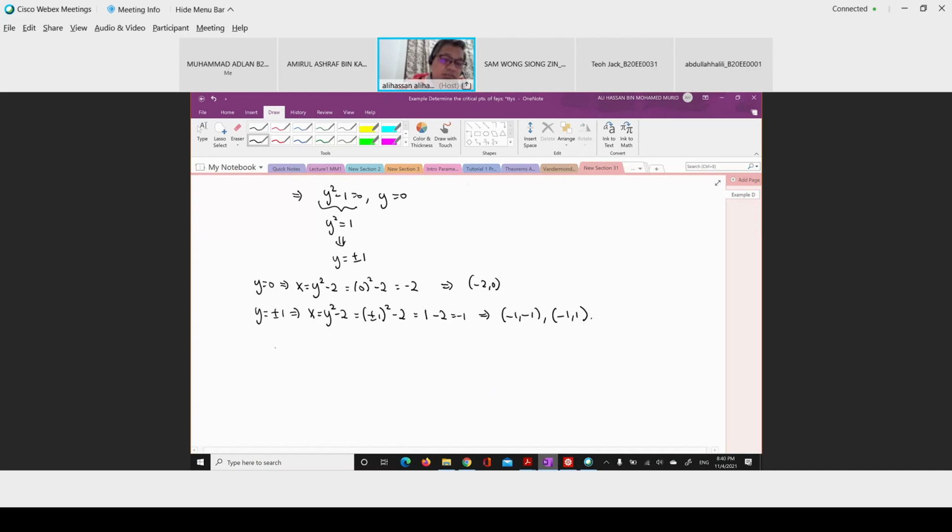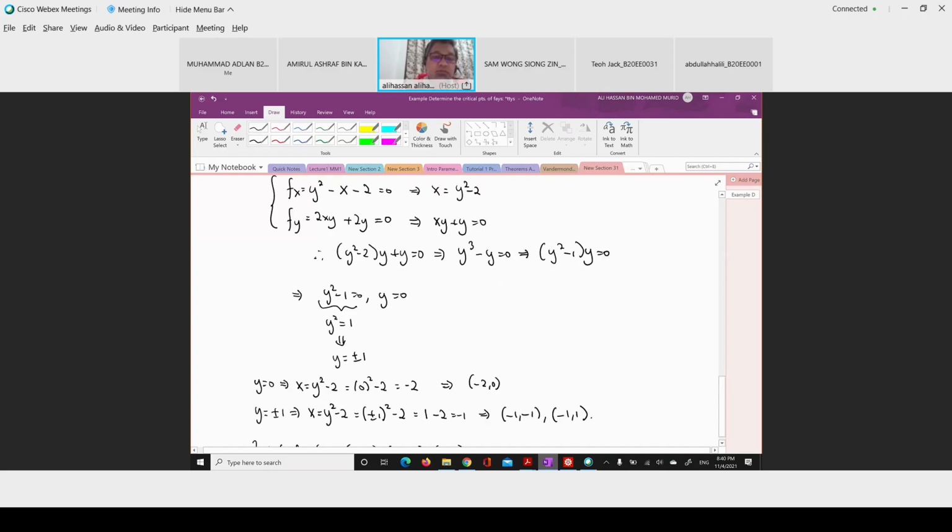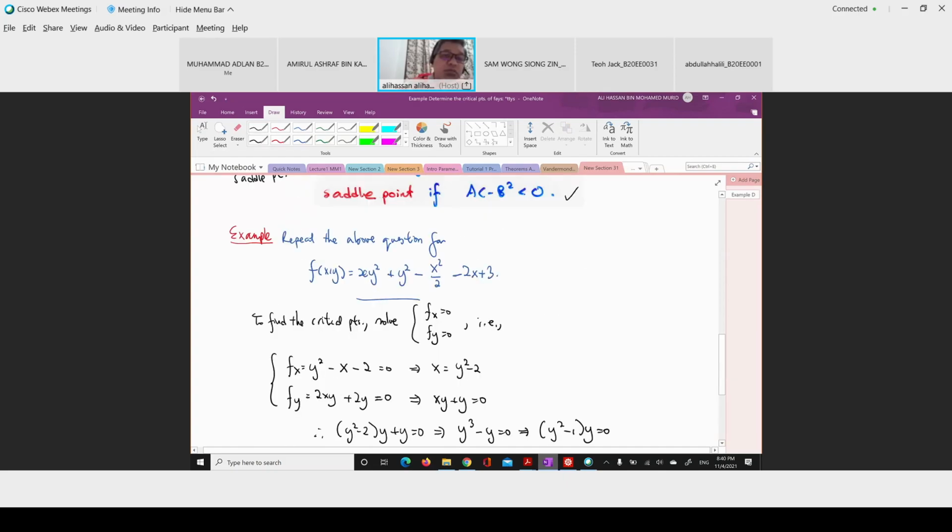So in this example, we have three critical points: the points (minus 2, 0), (minus 1, minus 1), and (minus 1, 1). All right. This is also a sample test 1 question. The one that I'm solving right now is also a sample test 1 question.